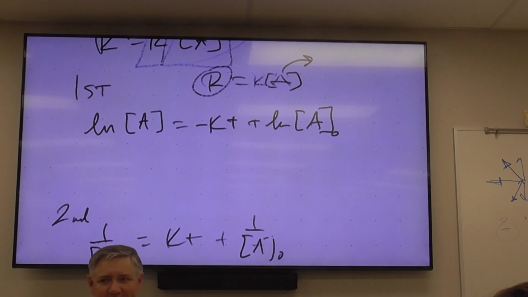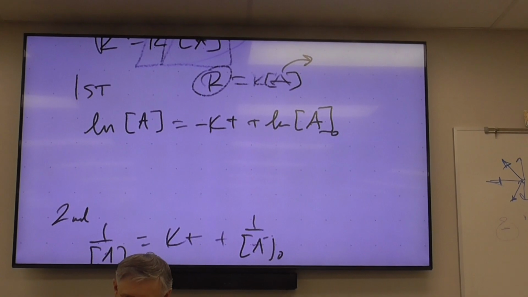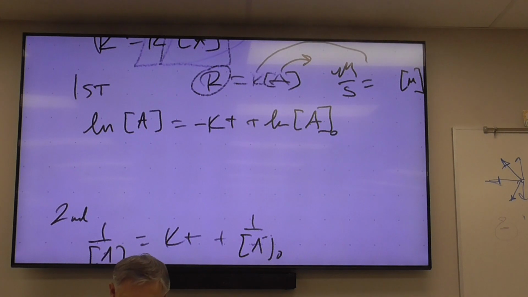So any rate is going to be measured in what units? Molarity per second, right? Here's the concentration in molarity, right? So K has to have units of what? 1 over seconds, okay? So K from the rate law equation has to have units of 1 over seconds.